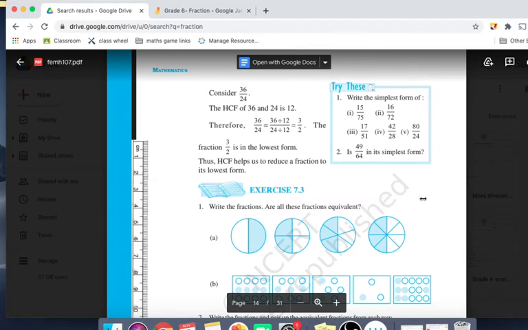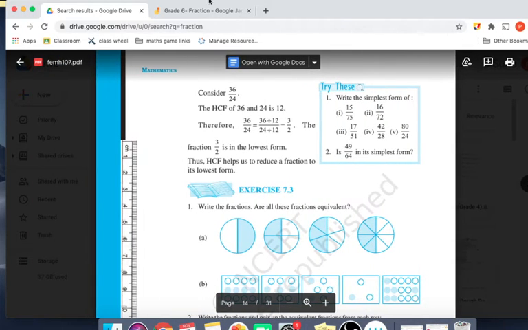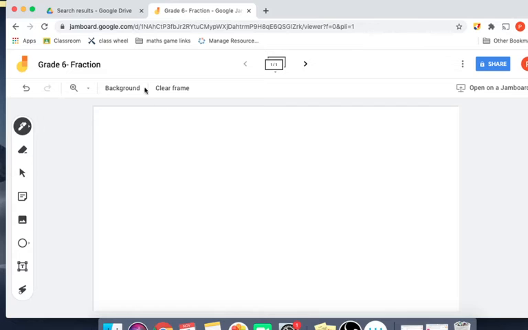Okay, so 15 by 75. Let me write it here. So the first question is saying 15 by 75. Solve this question in the next 30 seconds.